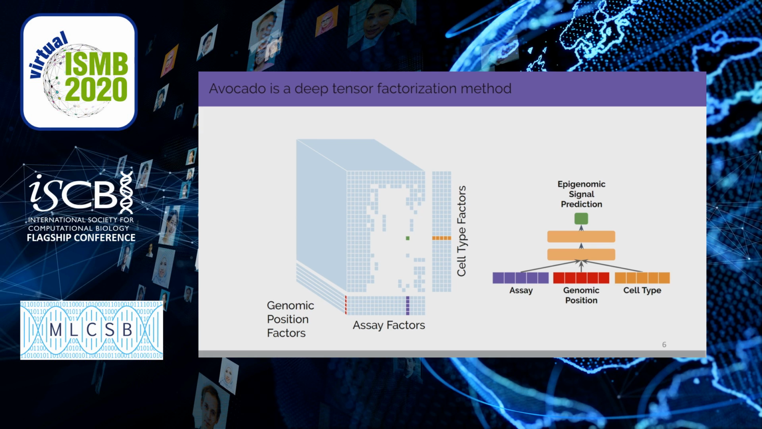Avocado is called deep because rather than using a dot product in order to combine these low-dimensional representations into a prediction, it uses a neural network. The weights of the neural network and the latent representations themselves are then trained jointly on the task of imputing or predicting values within the tensor. In this manner, you can then substitute any combination of genome position factors, assay factors, and biosample factors together in order to impute any of the experiments within the tensor.